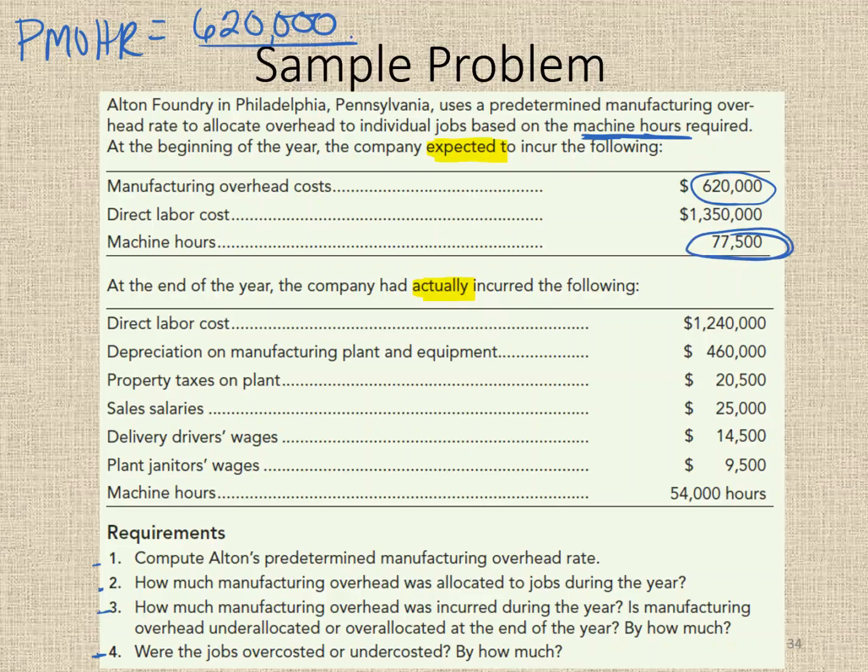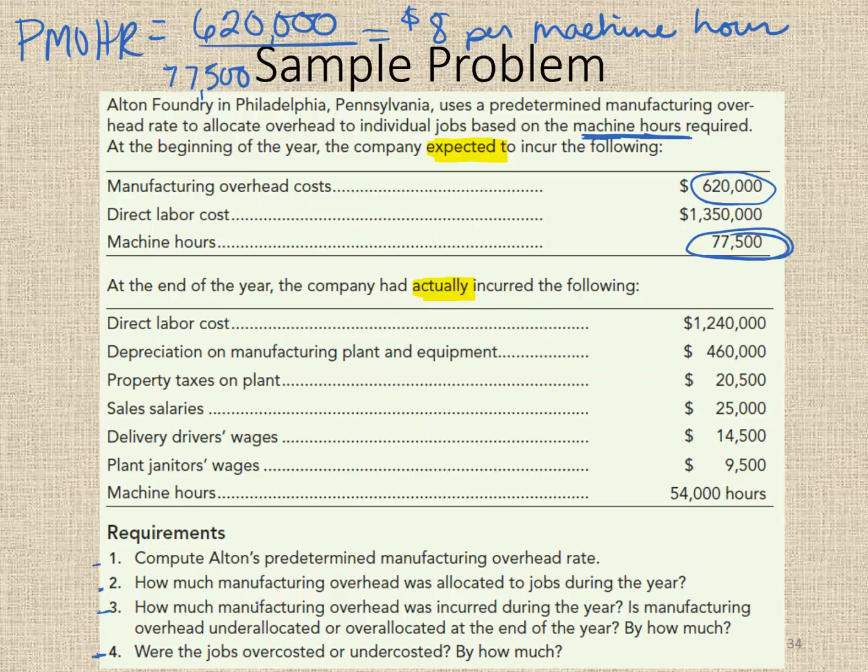So we need to divide that. We've got 620,000 divided by 77,500. So if we go ahead and do the math on that, I believe we get $8 per machine hour. Okay, so that is our predetermined overhead rate. So now for every machine hour we incur, we will allocate $8.